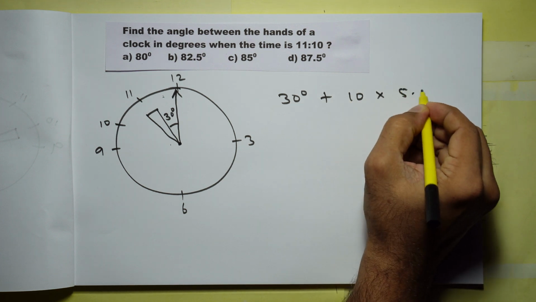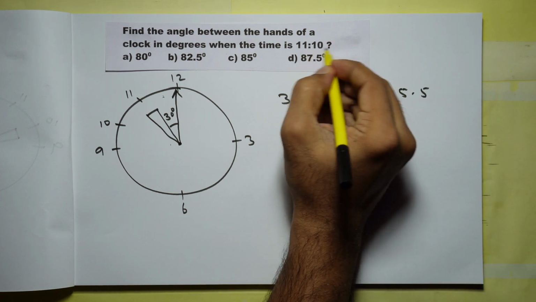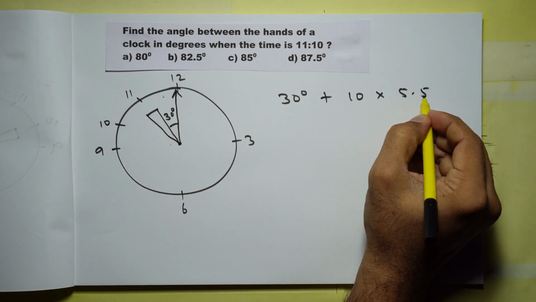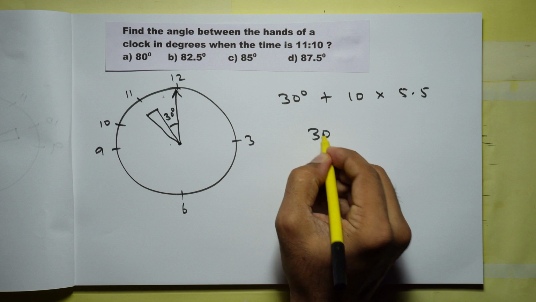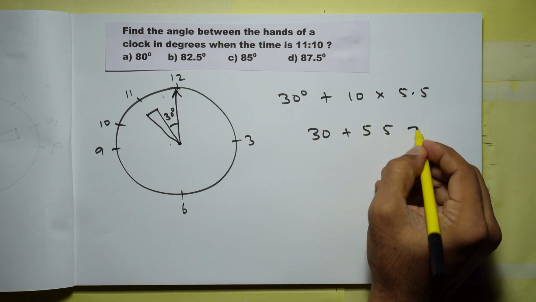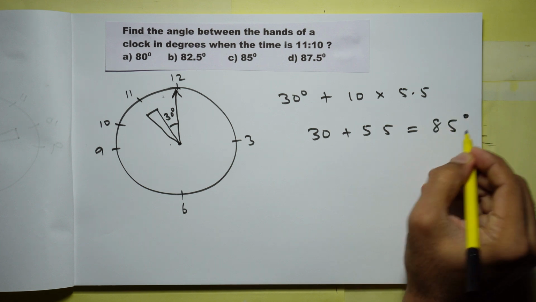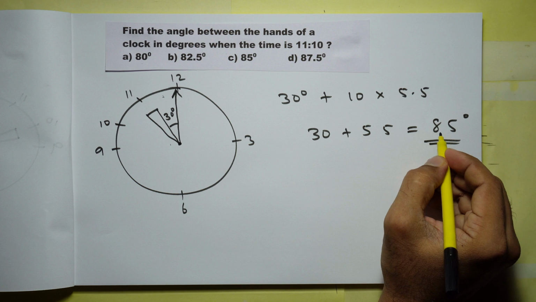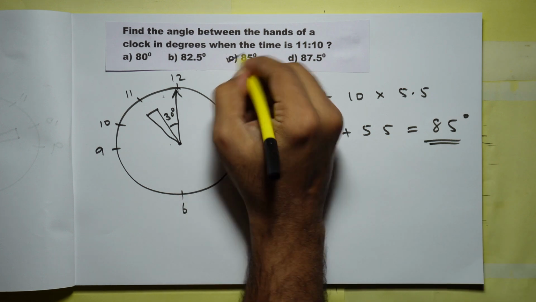So 10 into 5.5. So at 11:10, the final angle will be 30 plus 10 into 5.5, that is 55. So the actual angle will be 85 degrees. So at 11:10, the angle will be 85 degrees. That is option C.